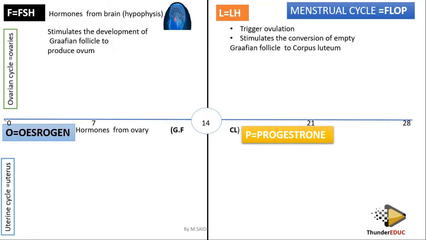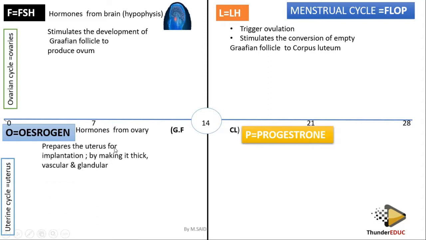Now, when the ovum has been released, that sac where the ovum was is now an empty Graafian follicle. Before it was a Graafian follicle, but now it is an empty Graafian follicle. So it stimulates the conversion of the empty Graafian follicle to corpus luteum. So then what about estrogen?